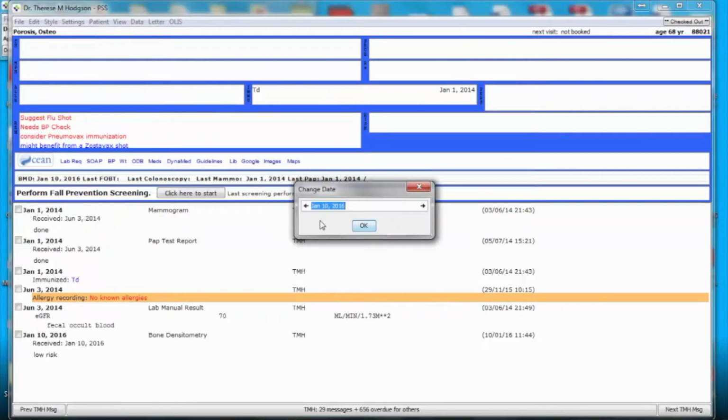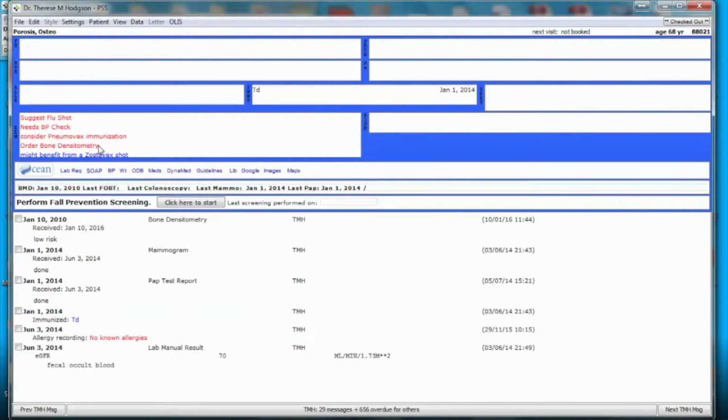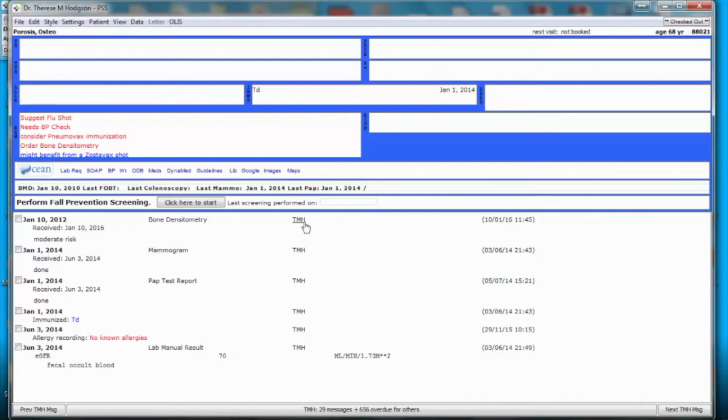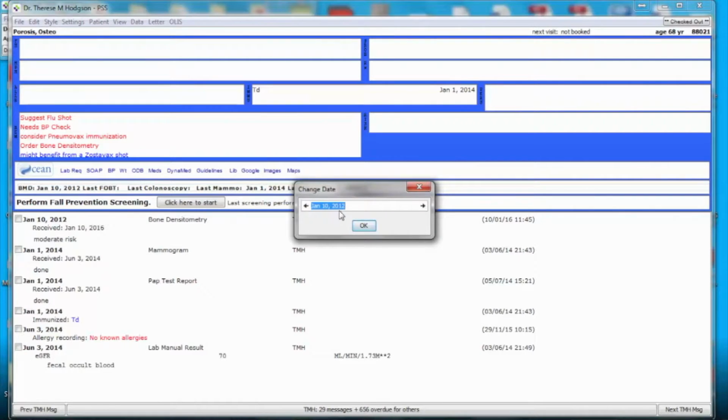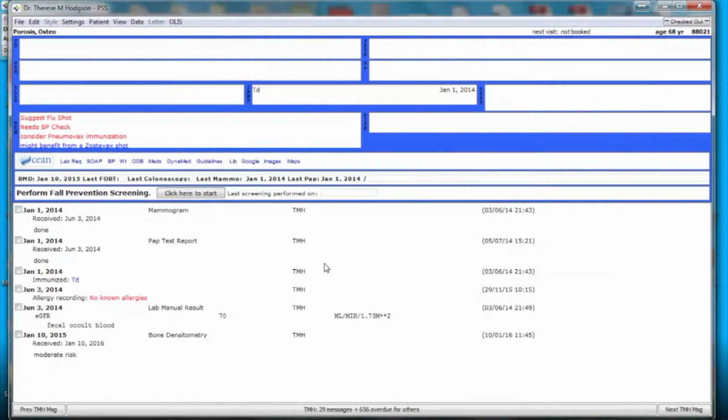Let's put this bone density at being more than 5 years ago. You will see that the reminder will repopulate with doing a bone density. As the result is a low risk bone density result, recommendation is to repeat every 5 years. If this was a moderate risk bone density and the patient had it done more than 3 years ago, the reminder would still populate to order a bone density. If she had the bone density done just last year, the reminder would disappear.